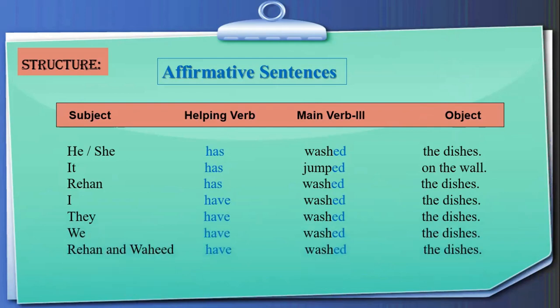We have washed the dishes. Rehan and Fahid have washed the dishes. Here are the short forms we use. I have, we could write it as I've. She has, we could write it as she's. So these are some of the short forms we use in present perfect tense.